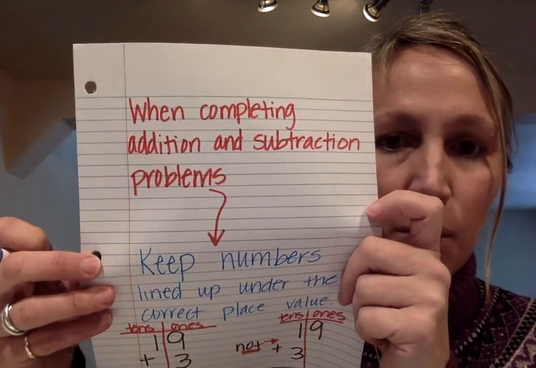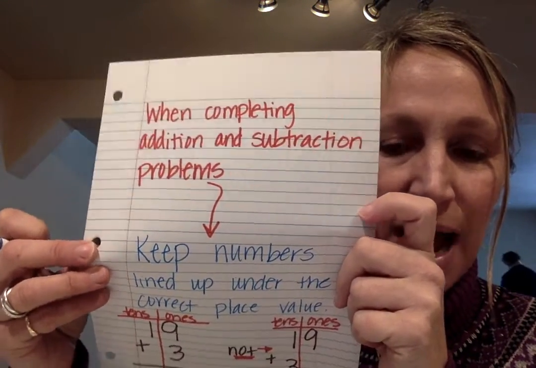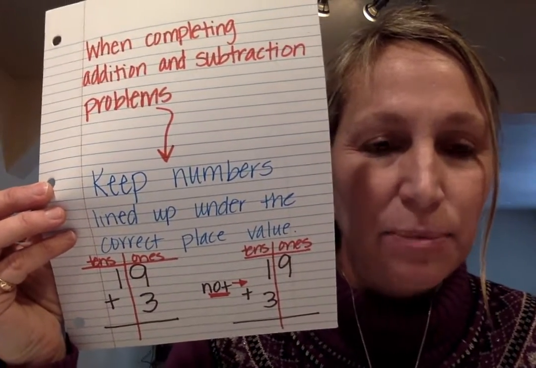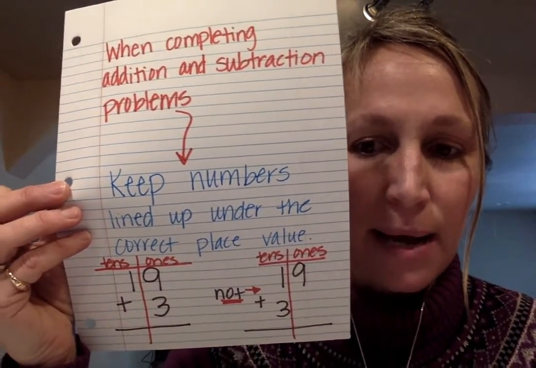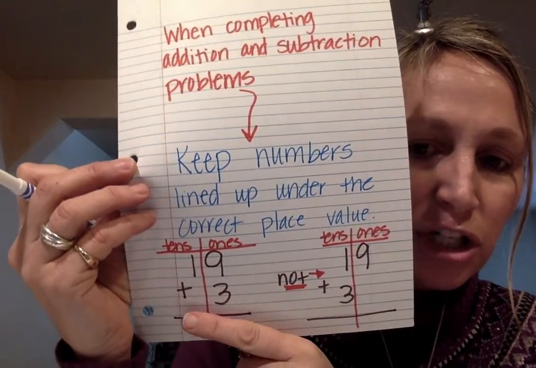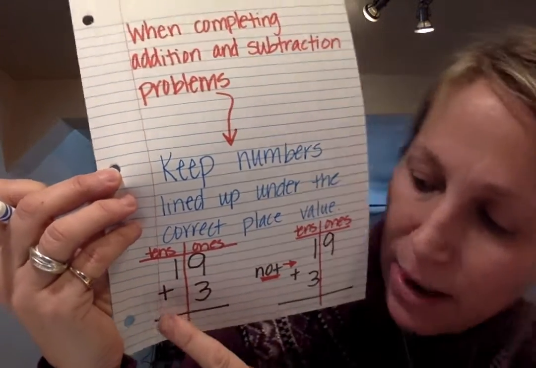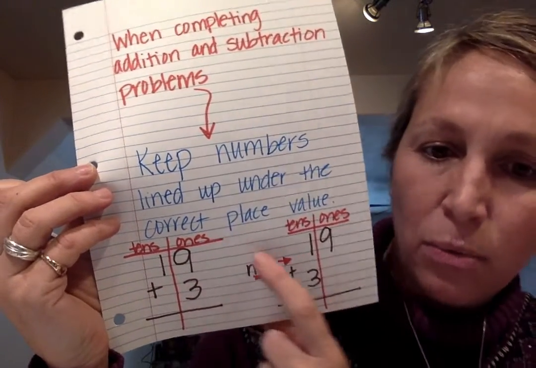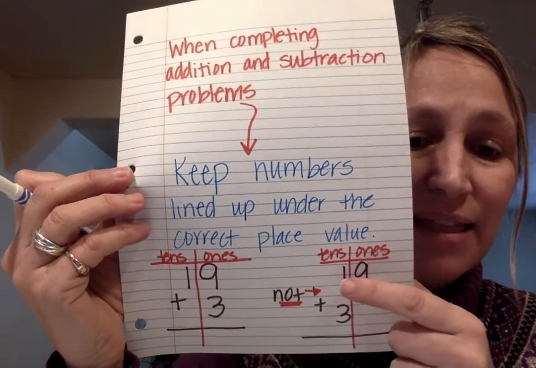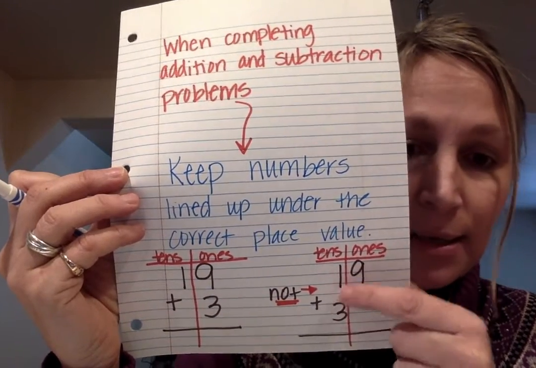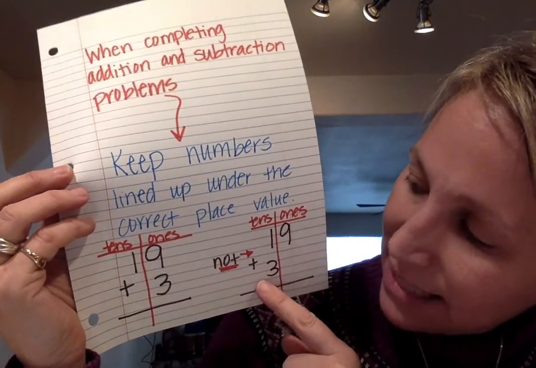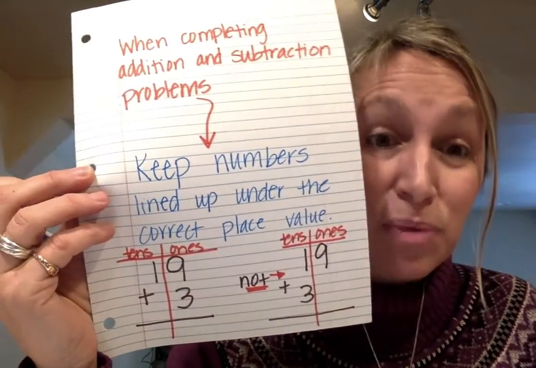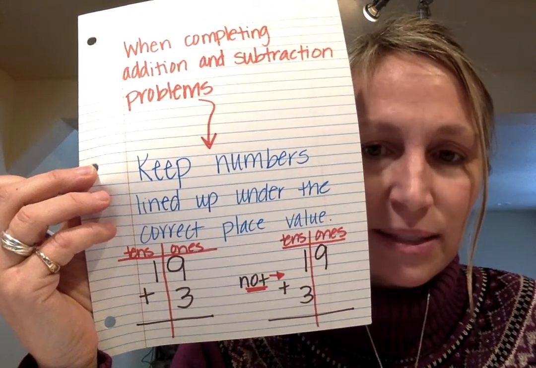One other thing that I really want to mention to you is that when completing addition and subtraction problems, you really need to keep your numbers lined up in the correct place value. With the problem that we just worked, the correct way to do it would be 19 plus 3 with the 9 and the 3 in the ones column. If you did it like this, which is wrong, 19 plus 3, and you place the 3 in the tens column, it's wrong and you're going to get the wrong answer. So you definitely don't want to do that.